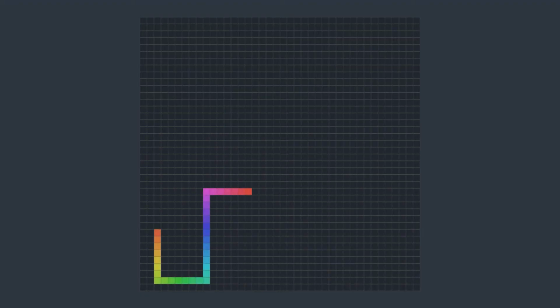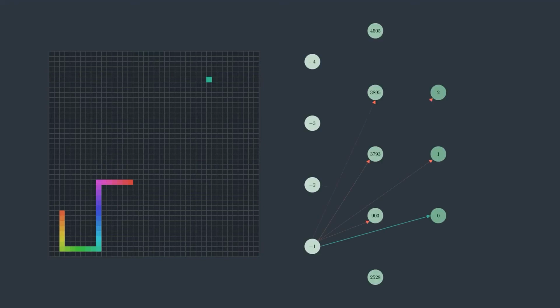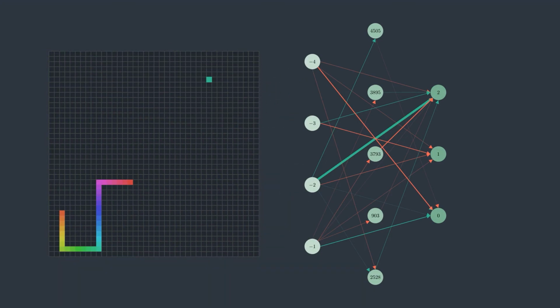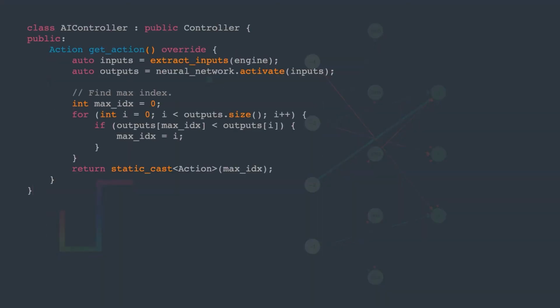To use the neural network, we need to extract the relevant information from the game engine, feed that information as inputs, and the neural network will return activations for each output neuron. We can then choose the output with the highest activation value, convert it to the corresponding action, and process it. So, how to extract the inputs?